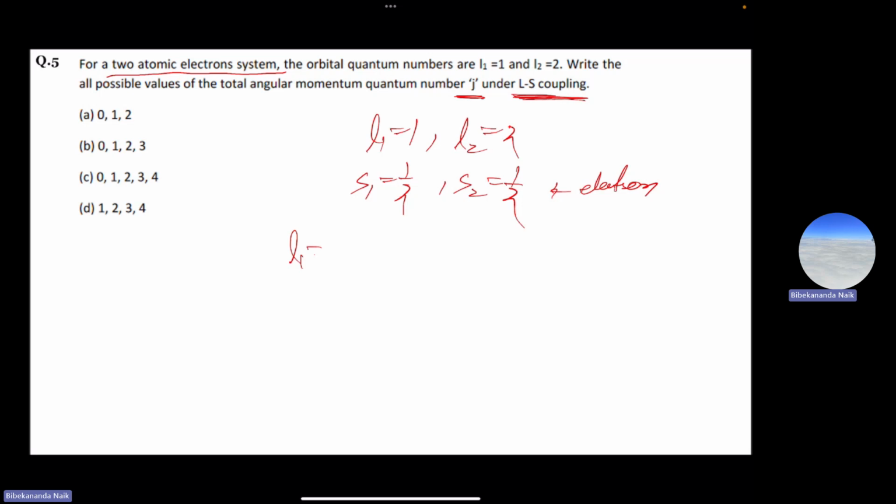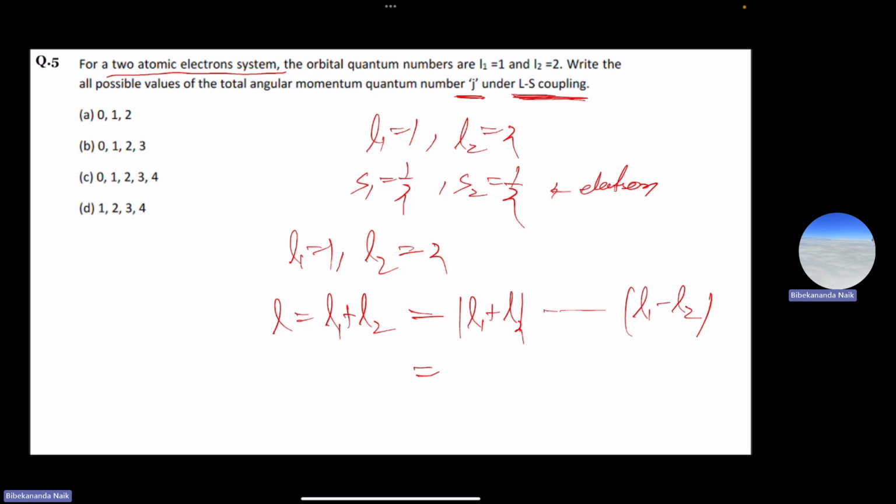Since L1 is 1, L2 is 2, L, which is the vector addition of L1 plus L2, will have values as we have already discussed a few times: mod of L1 minus L2 to mod of L1 plus L2 with one increment, because this is how the vector addition works. It will be 2 minus 1 to 2 plus 1 with one increment. So 2 minus 1 is 1, 2 plus 1 is 3, so it will be 1, 2, 3. The possible values of L coming out of coupling between L1 and L2 are 1, 2, 3.